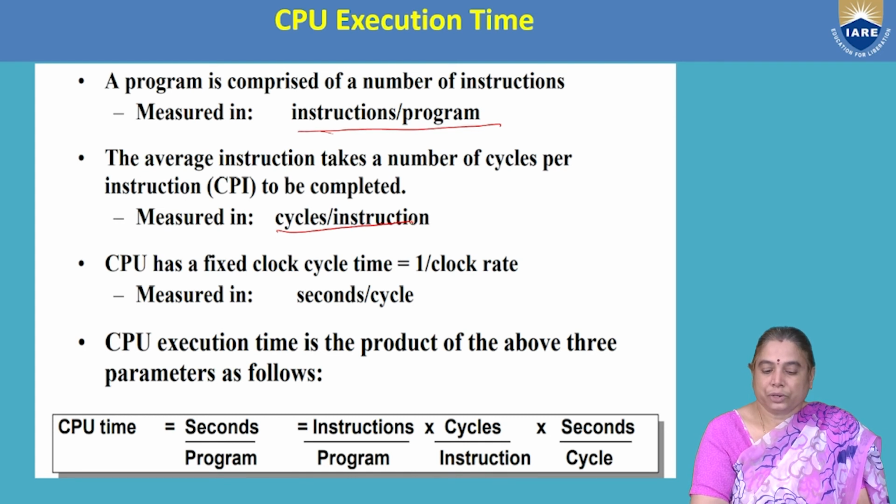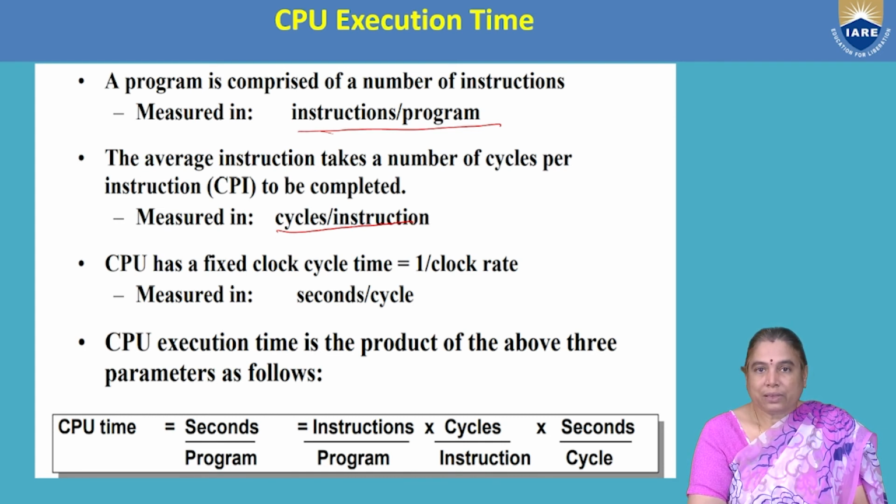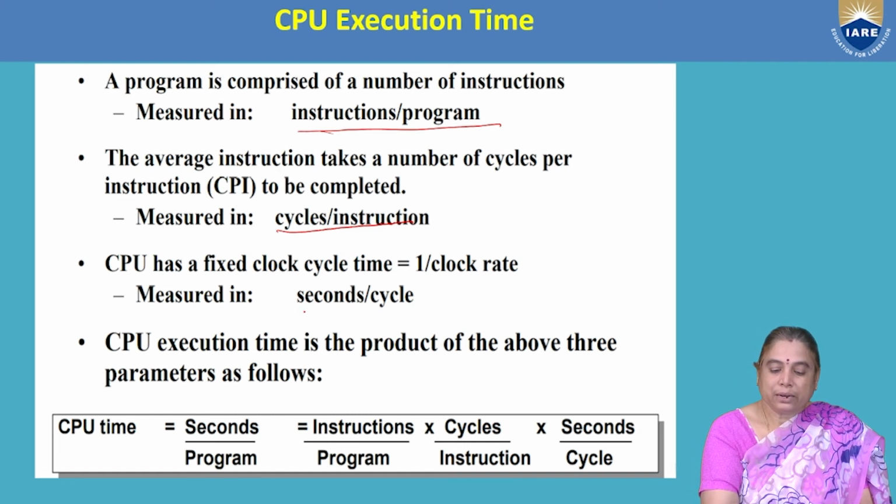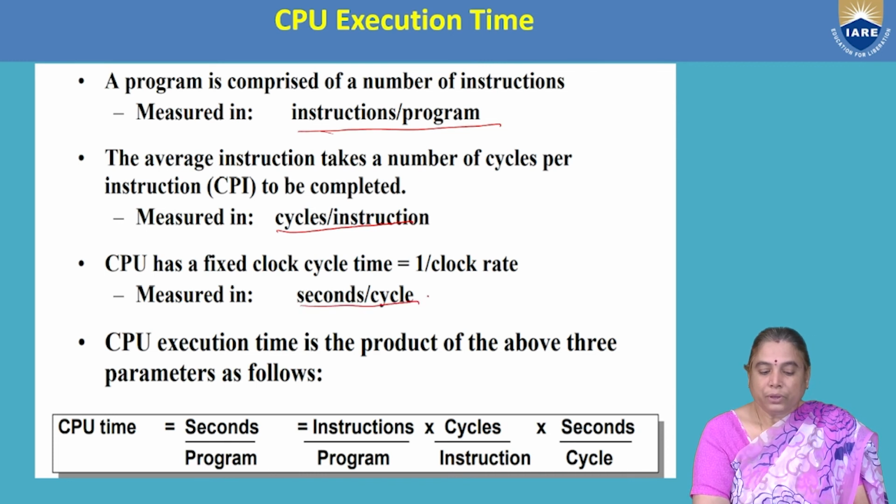Next, the CPU has a fixed clock cycle time. That is the clock rate, which can be measured in seconds per cycle. So here the CPU execution time is the product of the above three parameters: seconds per program equals instructions per program times cycles per instruction times seconds per cycle. This is the number of instructions per program, how many cycles each instruction takes, and the CPU clock rate. With this the CPU time can be assessed.